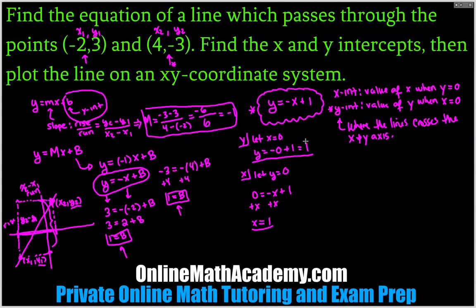So now let's plot our line on a coordinate system. Suppose we had some coordinate system right here, and this is an x and y coordinate system, and we want to plot the intercepts. Suppose this is the point 0, 1. Well, that's the y-intercept, right? Because when x is 0, y is 1. So 0, 1. And we're going to plot the x-intercept now. When y is 0 and x is 1, that's the point 1, 0.